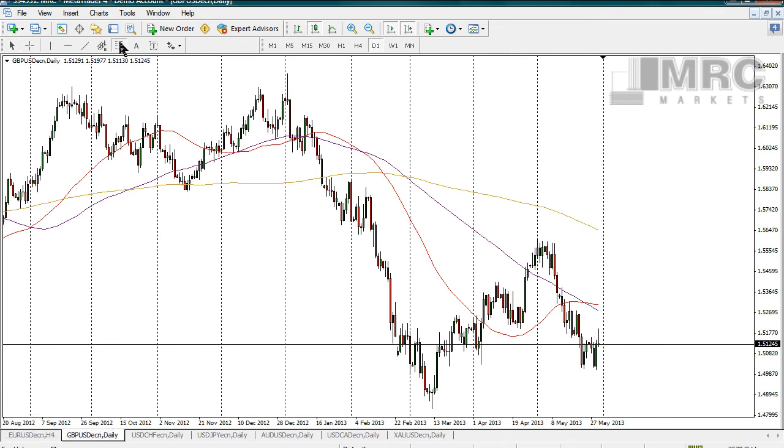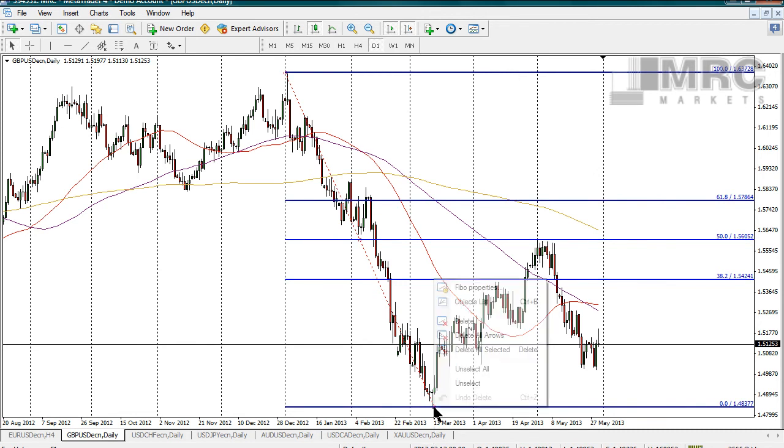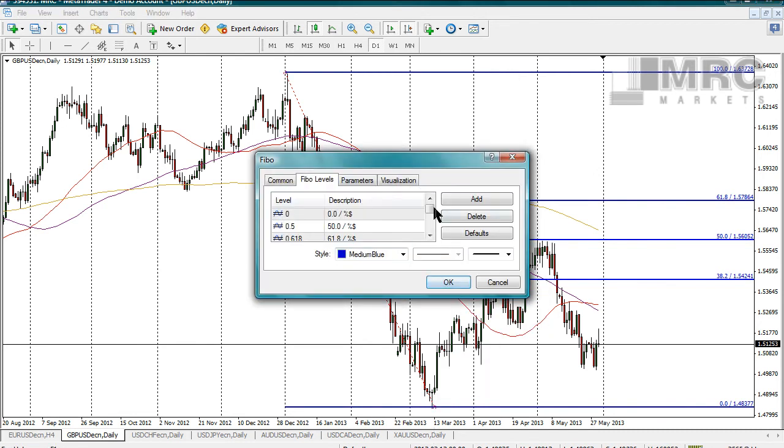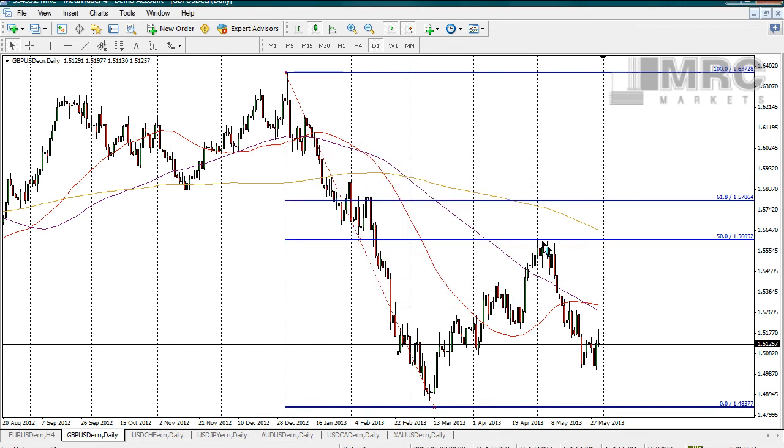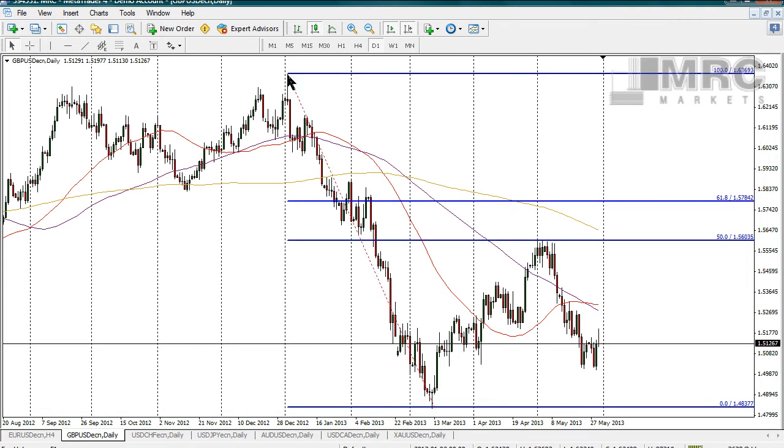Cable chart, the same thing's been going on really on the daily. So we've got this big fib here, so I'll just delete the 38.2 now, as I don't look at it that often. So we've got the sellers coming in at the 50% level here at a 1.56 handle pretty much. 1.5603 came in pretty much to the pip. Really technical action there.